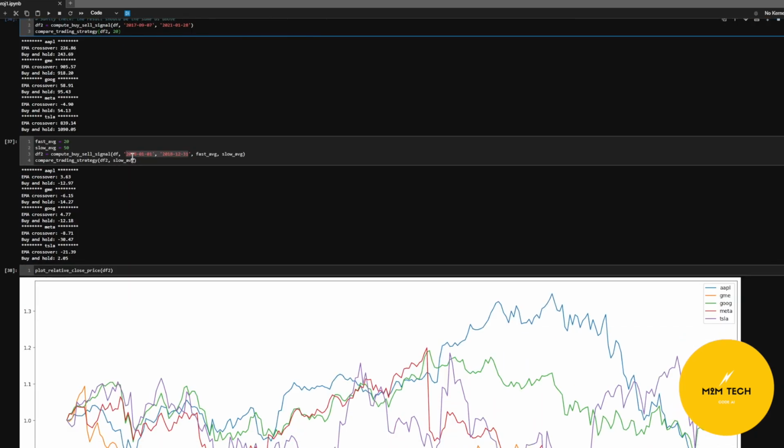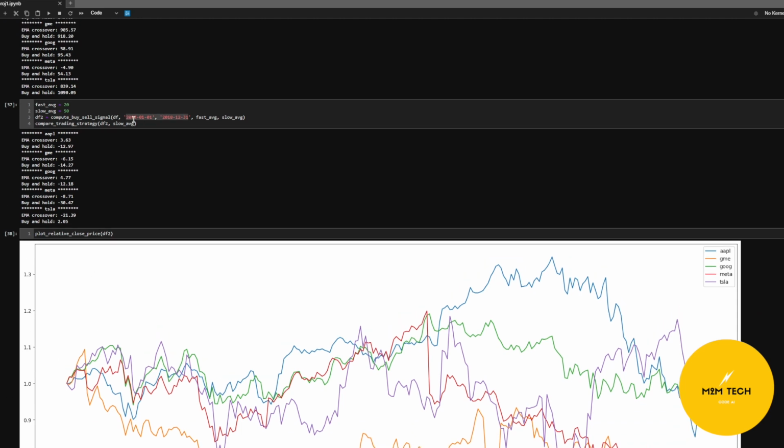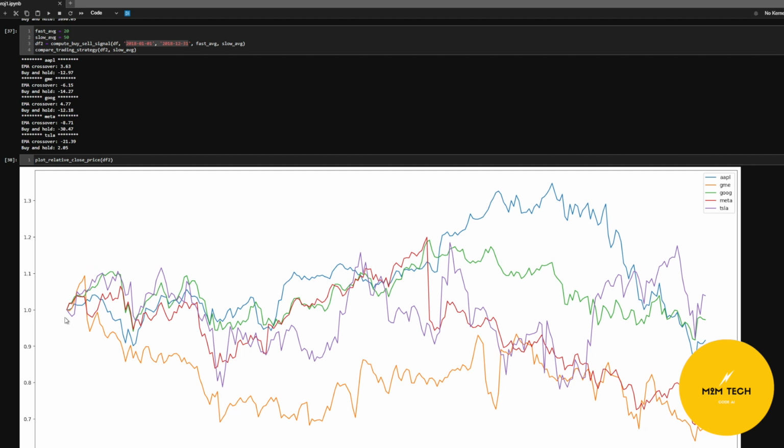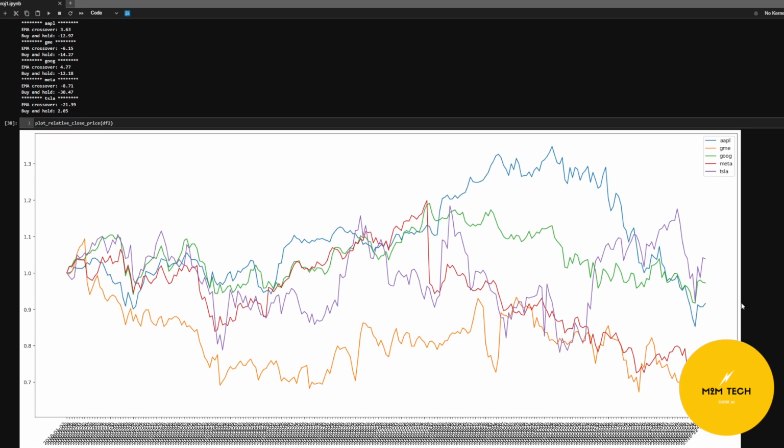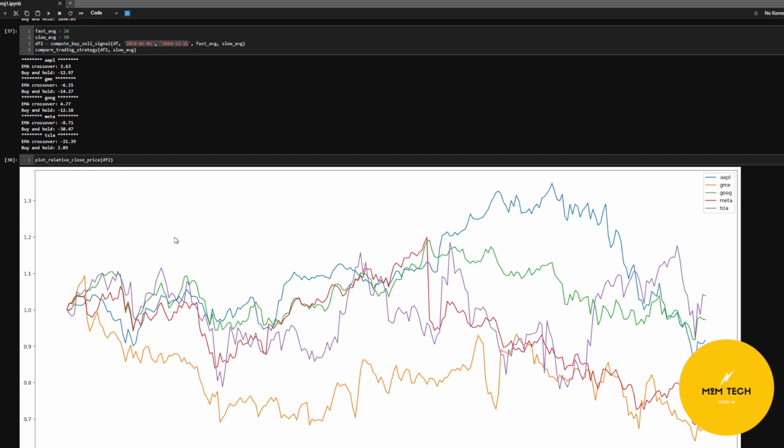Yeah. So in conclusion, I think the EMA crossover strategy is better in a fluctuating market where it's not trending upward. So if the market is trending upward like this, then the buy and hold strategy is usually better. But yeah, we never know, right? You never know the market condition beforehand. So yeah, it depends on the market condition.